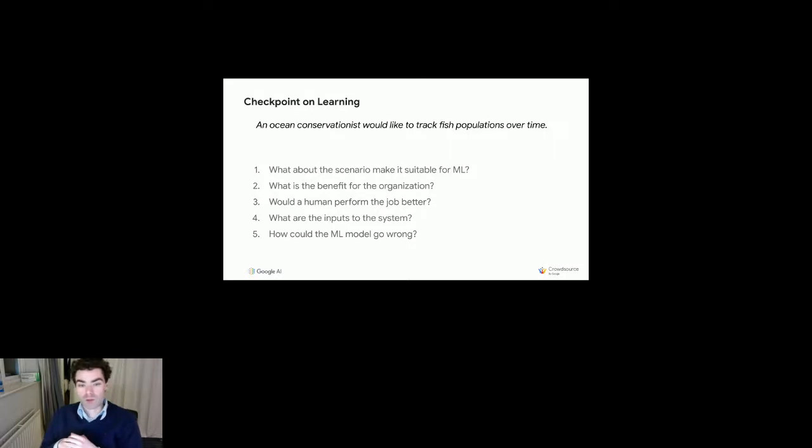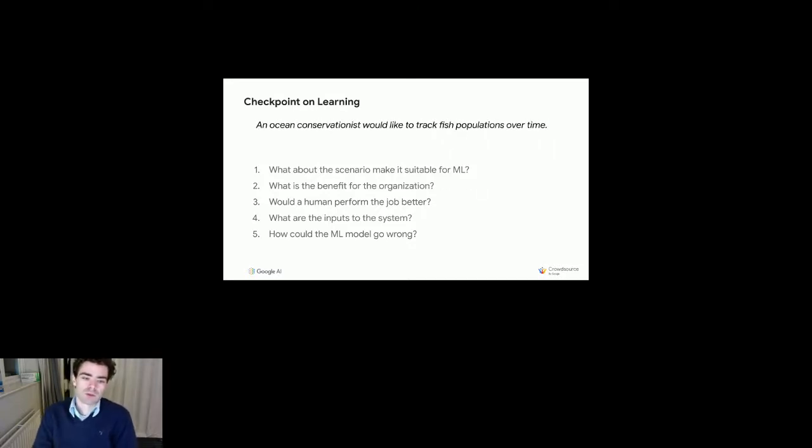Which is the third question: would a human perform the job better? Opportunity cost. The ocean conservationist is an expert. Probably he has expensive time and little of it, and perhaps a machine learning algorithm could help him do that. An ocean conservationist intern, on the other hand, actually might be better than the machine learning algorithm because they could devote a lot of time to it. They could bring to bear knowledge, and they could avoid some silly errors.